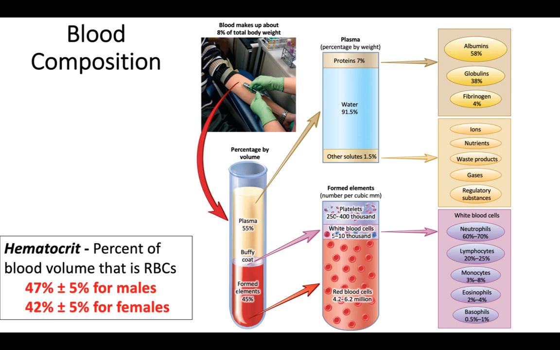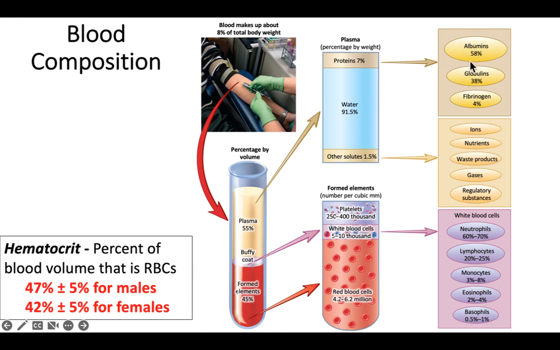Okay, now notice what we're going to do. We're going to take that basic separation, formed elements and plasma, and start to separate it out even more. So you'll notice if we take this plasma, about 91.5% of it is water, about 7% of it is protein. So you have quite a bit of protein in that plasma portion. And then 1.5% is all the other stuff. All right, we can take the protein portion, that 7%, and look at the big three.